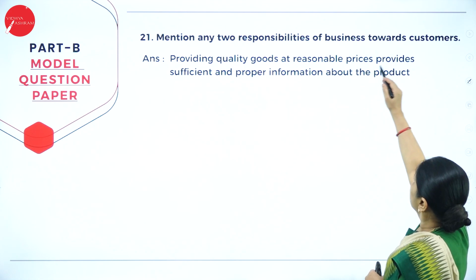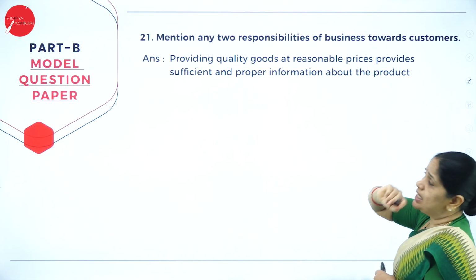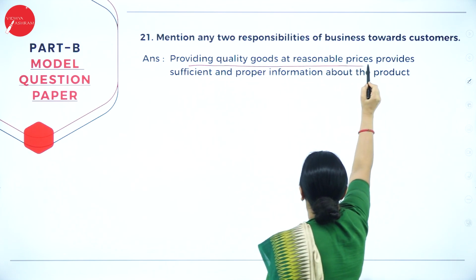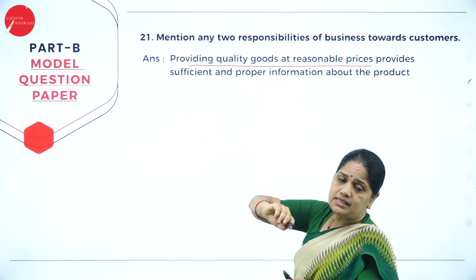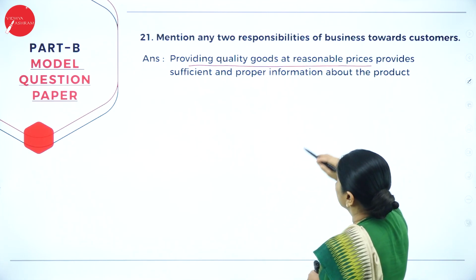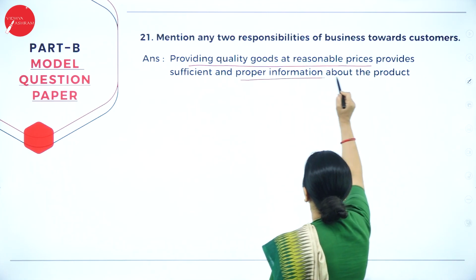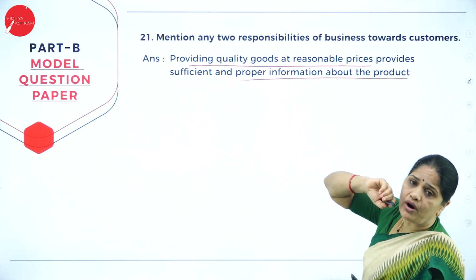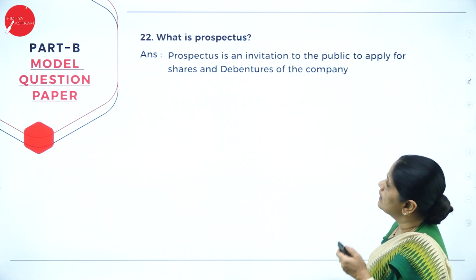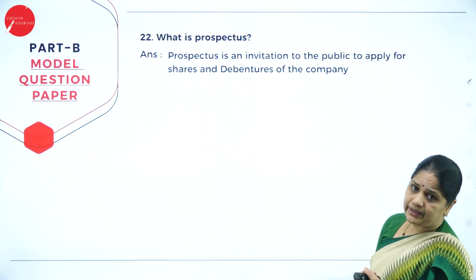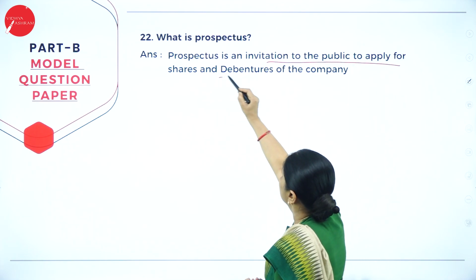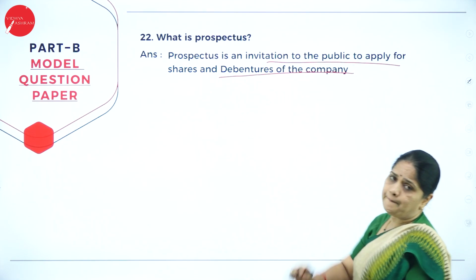Then, next, two responsibilities of businessmen towards the customers. The first one is providing quality goods at reasonable prices. So, you should see that you give value for money. Then provide sufficient and proper information about the product. So you have to provide proper information about the product. Then what is prospectus? Prospectus is an invitation to the public to apply for shares and debentures of the company.